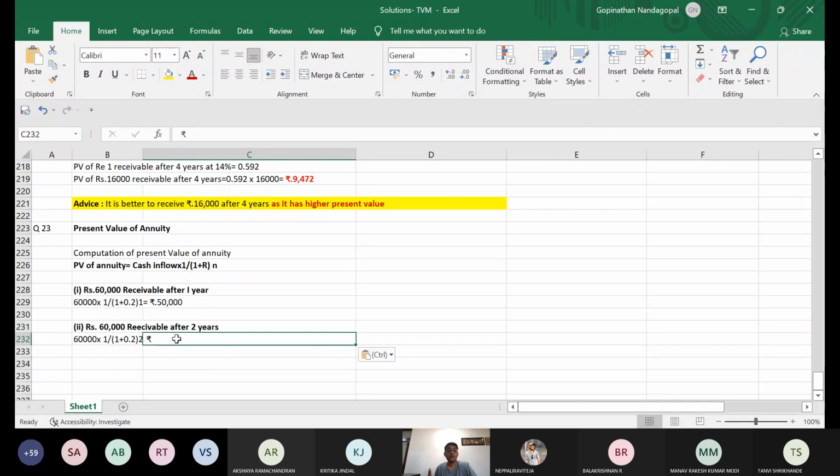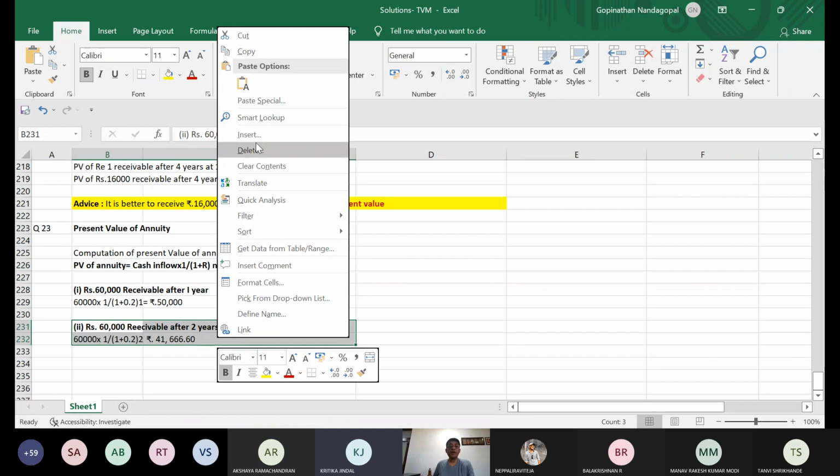You tell me how much? 41,666.60 paise. 0.60, okay. Is it correct? Yes, sir.